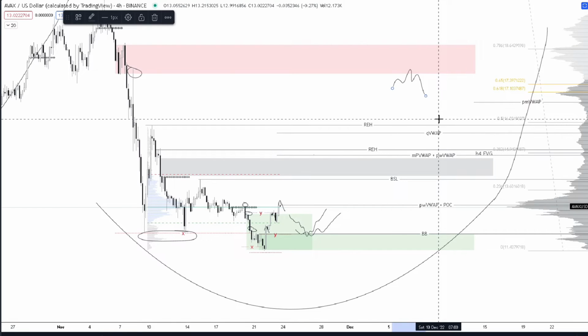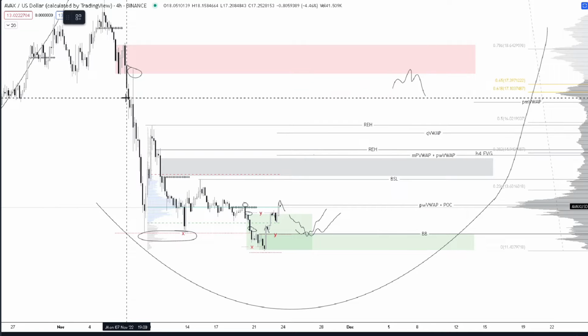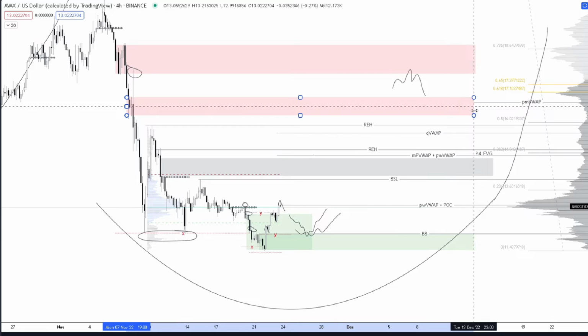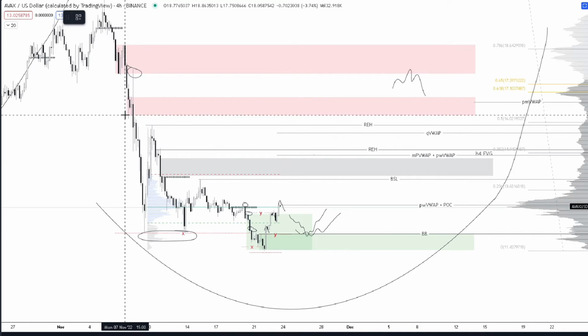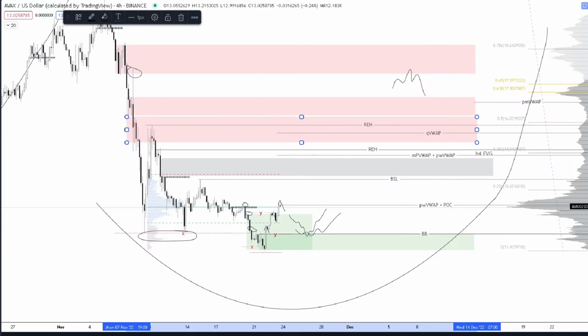In terms of something shorter, this is also a bearish order block right here. And then this is also a bearish order block right here. So there's a lot of demand zones here. We can even go onto the daily.